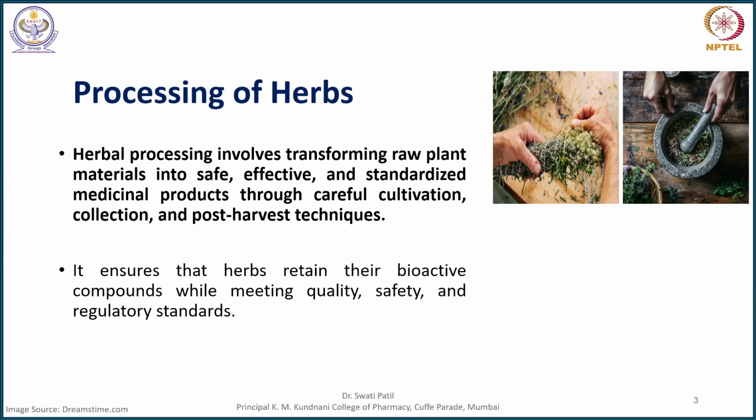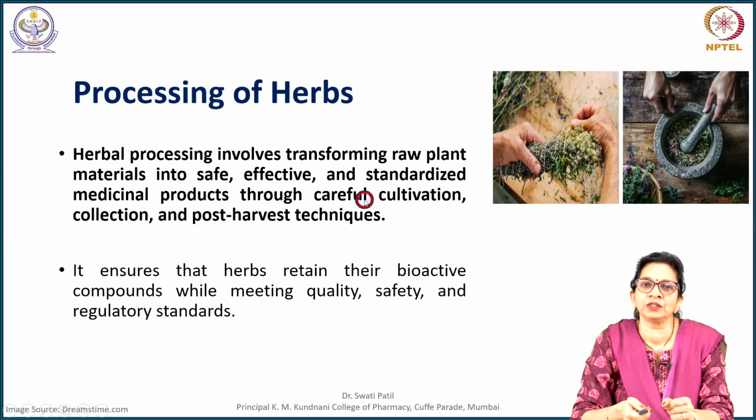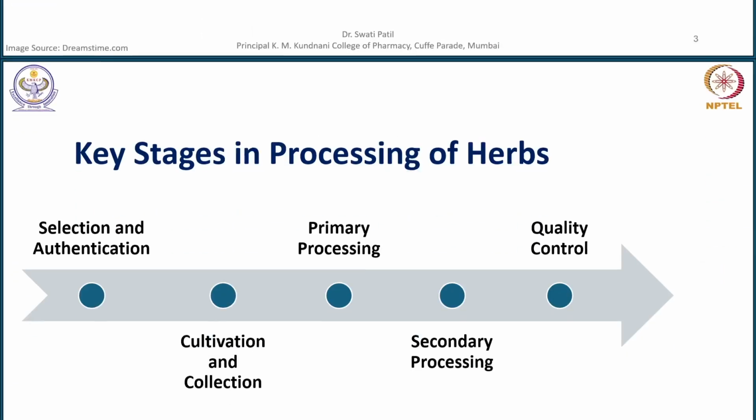So, to define processing, herbal processing involves transforming the raw materials into safe, effective and standardized medicinal products through careful cultivation, collection and post-harvesting techniques. Processing ensures that herbs retain their bioactive compounds while meeting quality, safety and regulatory standards.